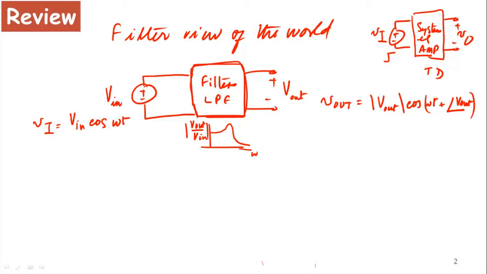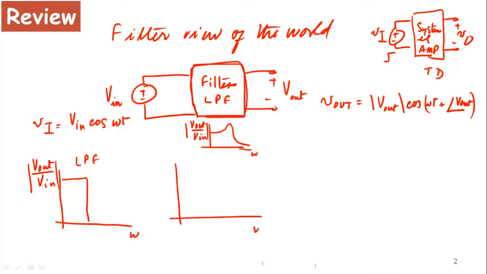Then we looked at a whole bunch of filters. Let's draw the bunch of filters that we looked at. In each case, I'm looking at the magnitude here. There's also the phase associated with it, but I'll just look at the magnitude for now. So I could have a transfer function that looked like this. This is an example of a low pass filter.